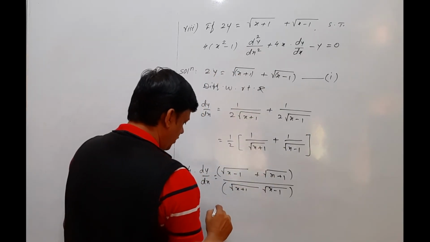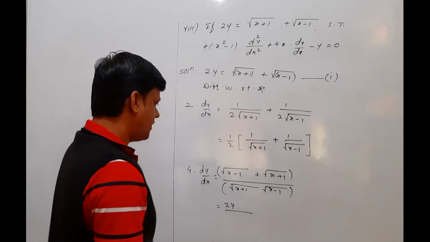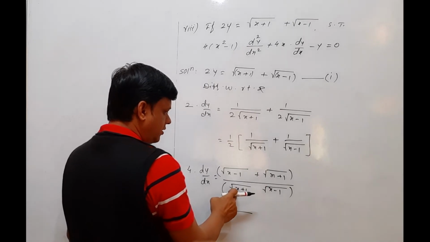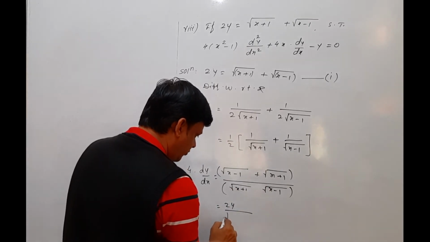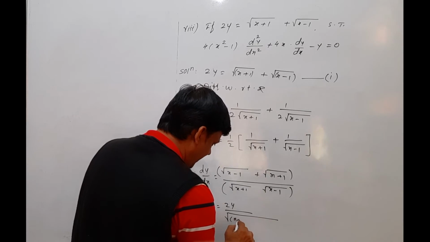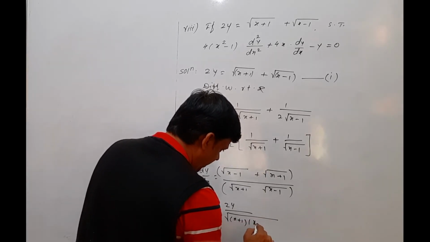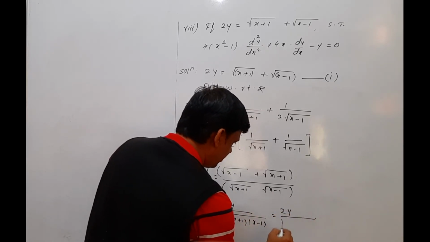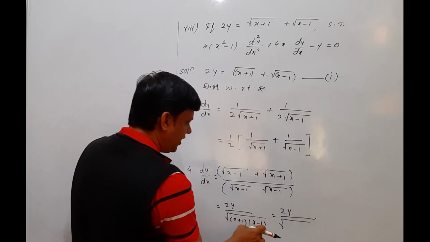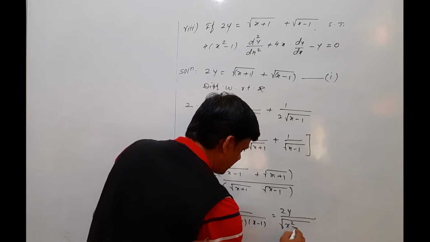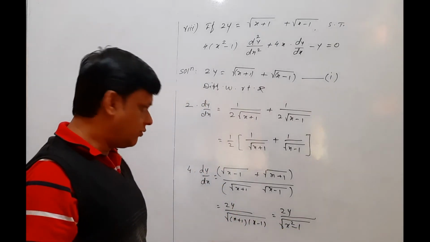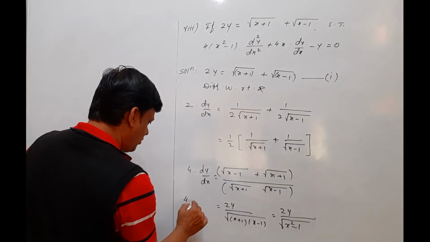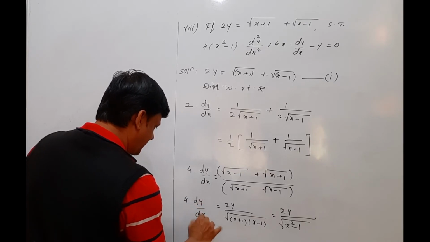So write in the numerator 2y upon, we can write both the terms in one root, because these two roots are in product form. So write root of x plus 1 into x minus 1, that we write 2y upon in root. We have to apply the a plus b, a minus b form. So write x square minus 1 square, and we know that 1 square is 1. So we write 2y upon root x square minus 1, which is the value of 4 into dy by dx.